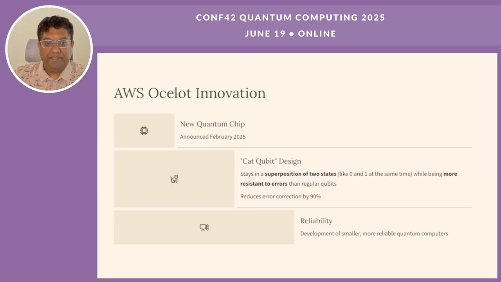AWS Ocelot innovation. This is the latest innovation announced by AWS in February 2025, where this chip uses a cat qubit. The qubit stays in a superposition of two states, like 0 and 1 at the same time, while being more resistant to errors than regular qubits. So it reduces error correction by 90%. This innovation helps the development of smaller and more reliable quantum computers, like our regular personal computers.